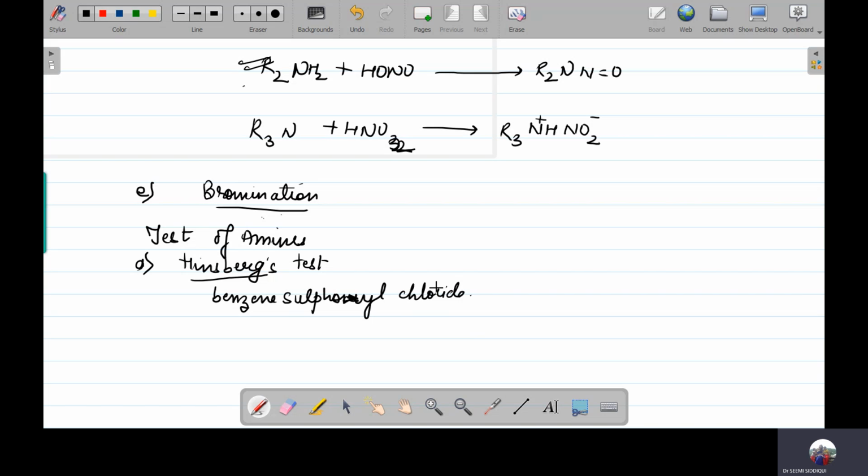A first degree amine is going to give you a clear solution, which on acidification gives an insoluble N-alkyl benzene sulfonamide. If you are having a secondary amine, then it is going to give you an insoluble N,N-dialkyl benzene sulfonamide, which remains unaffected on addition of acid. And then we are having a third degree amine, which does not react at all. In each case, we are required to provide the reactions also. Next test is the isocyanide test.